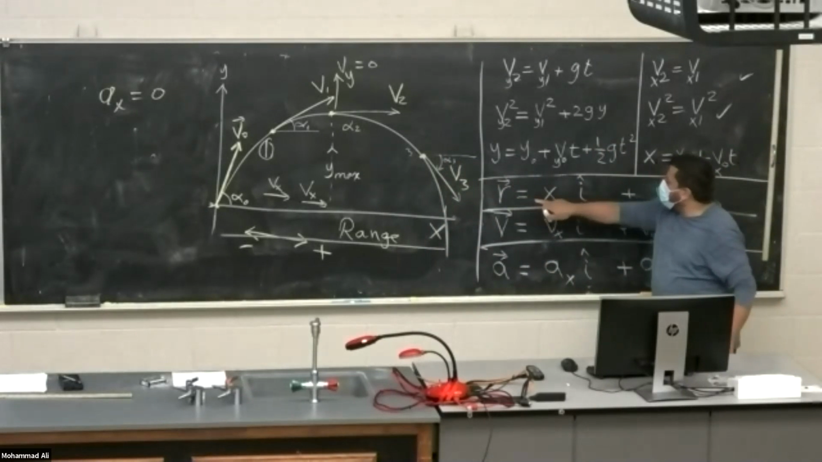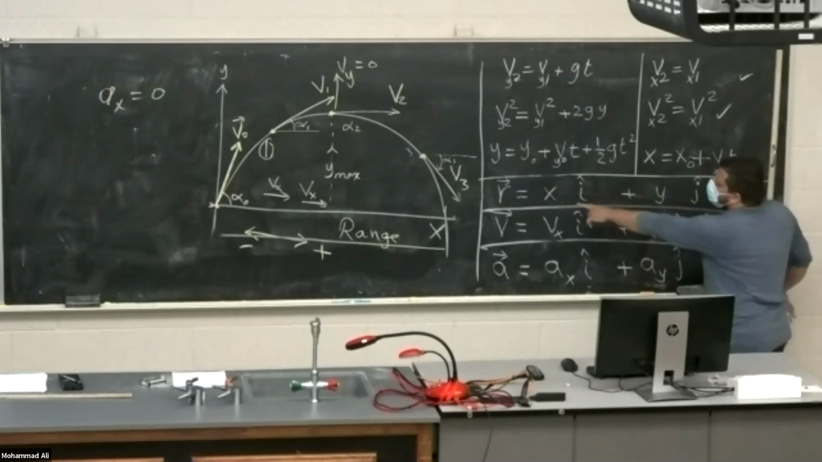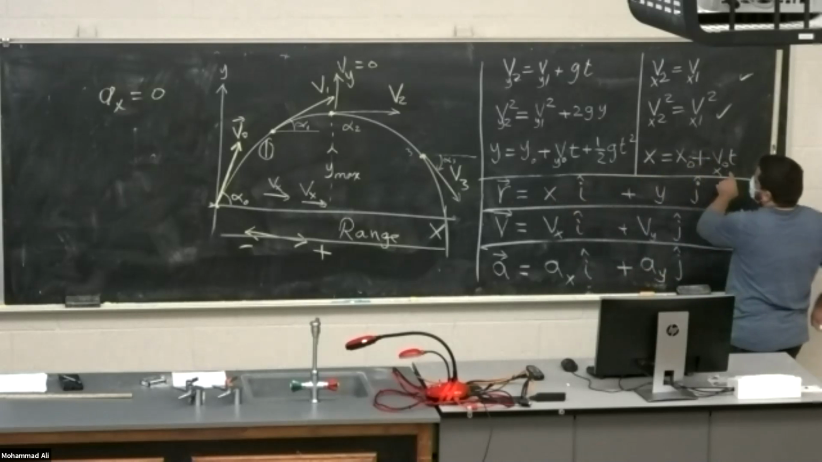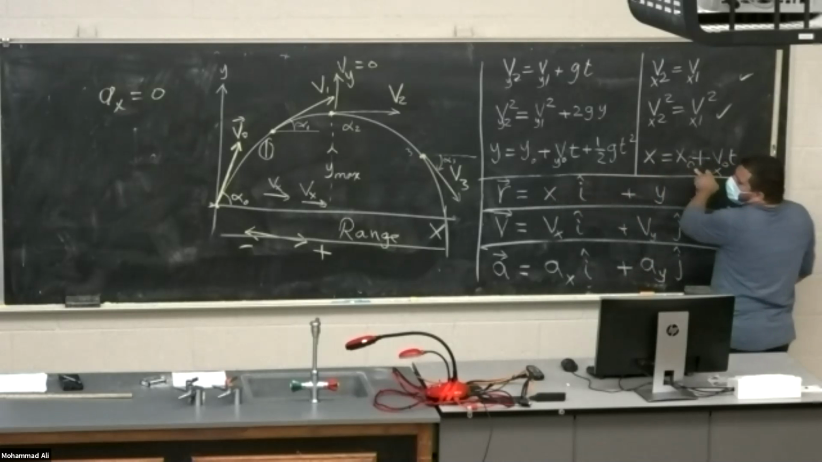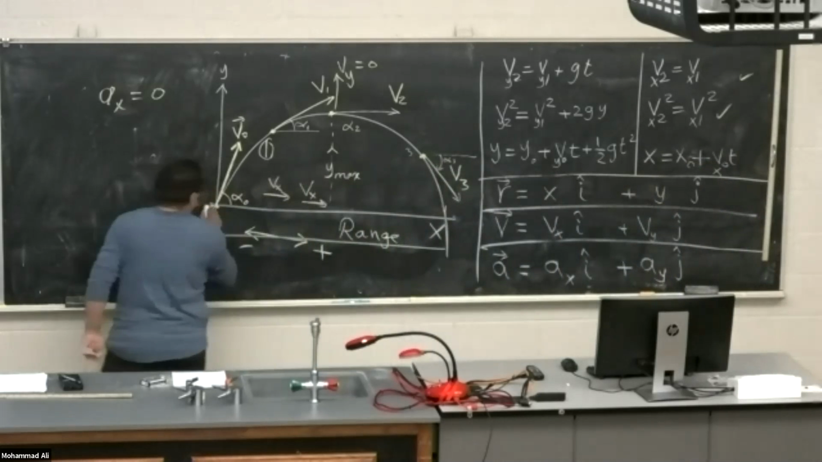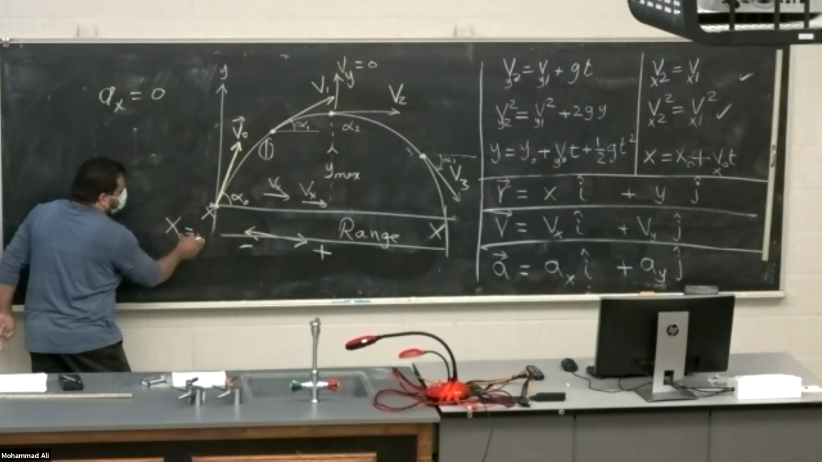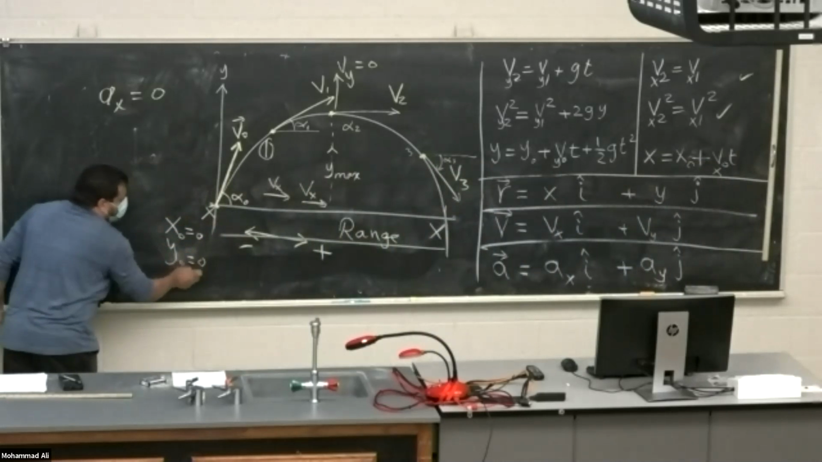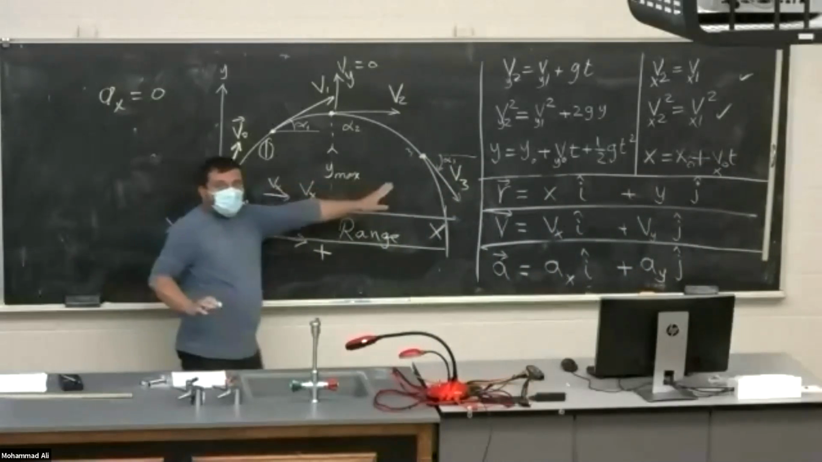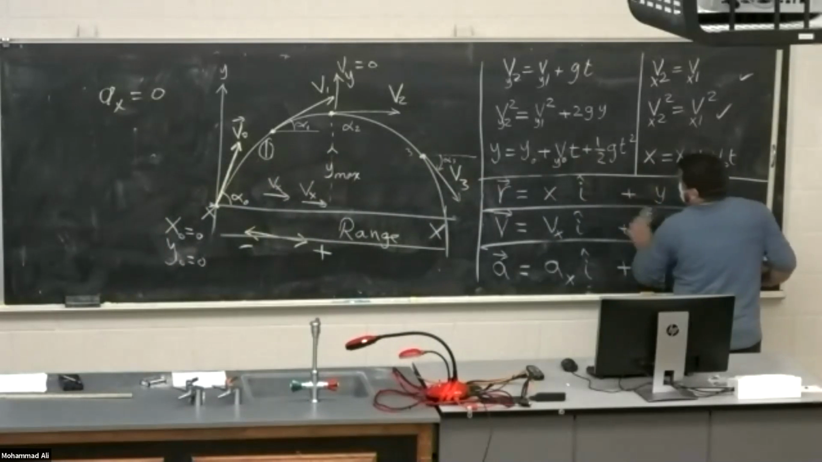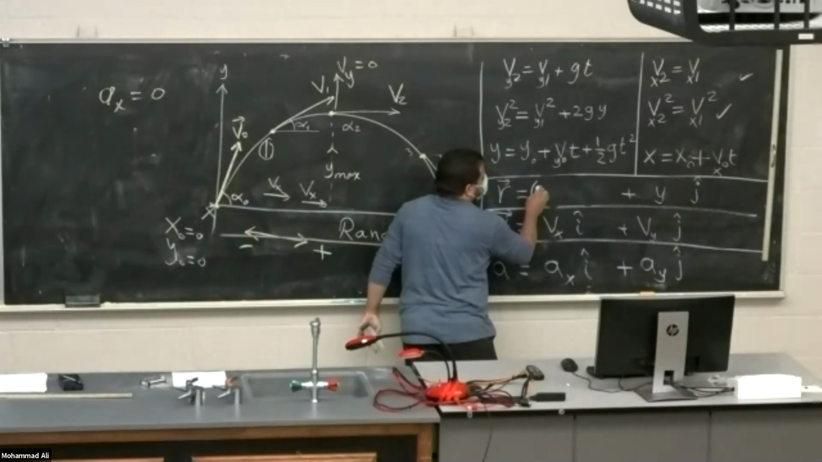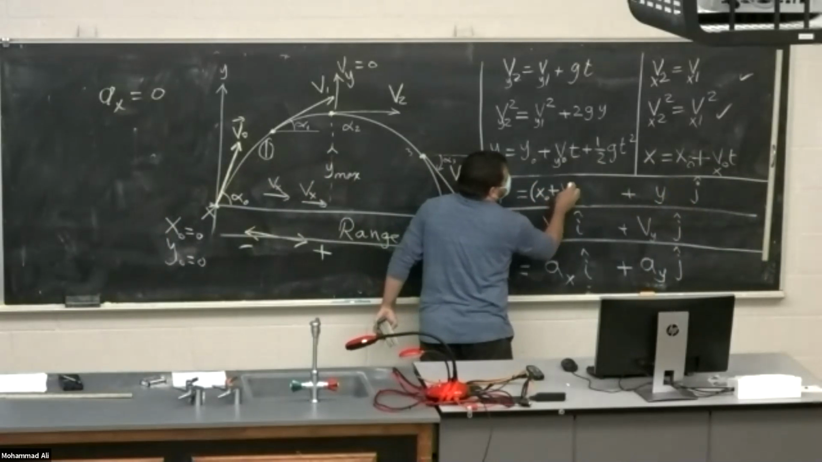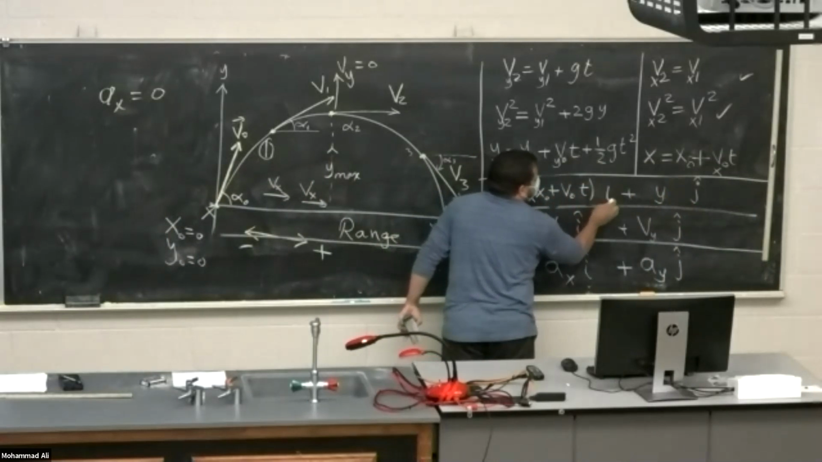Okay, R in X direction. Where is X? This is X. So we can put X equal to X naught, and at this point you can assume X naught equals 0 and Y naught equals 0 if you like, but I will keep it here. So I have R is X naught plus V naught T in X direction.